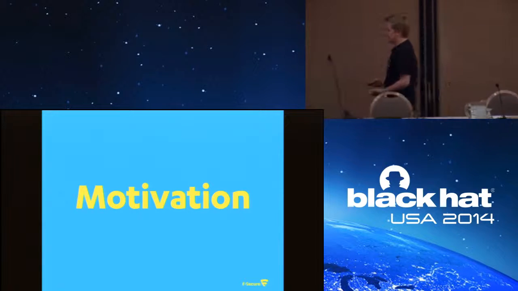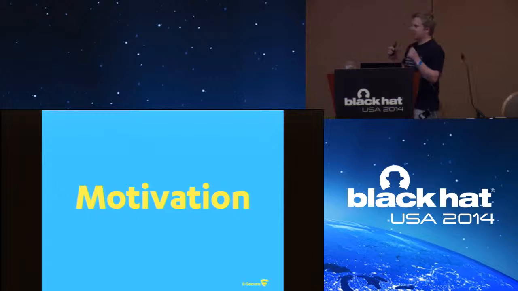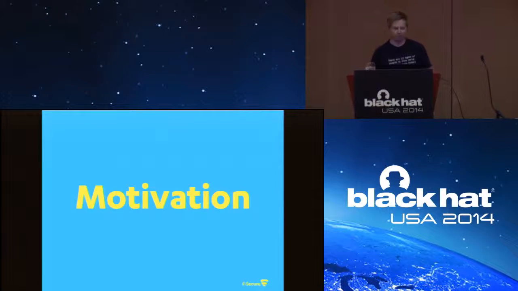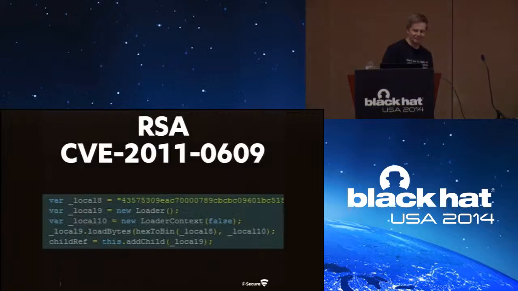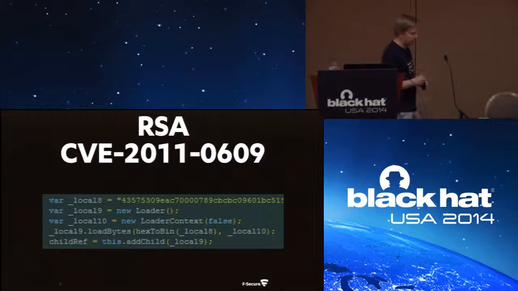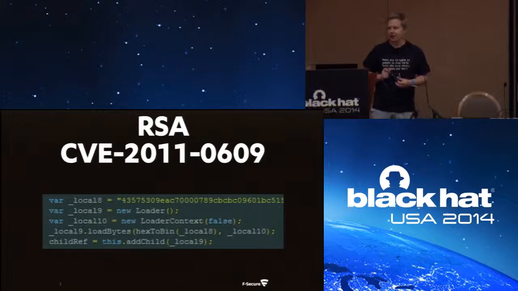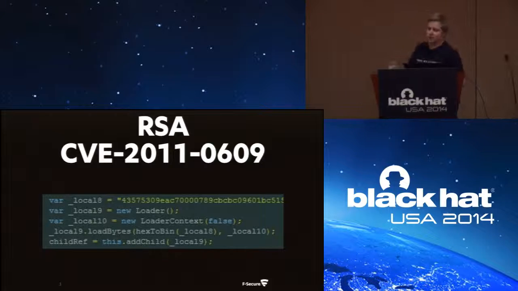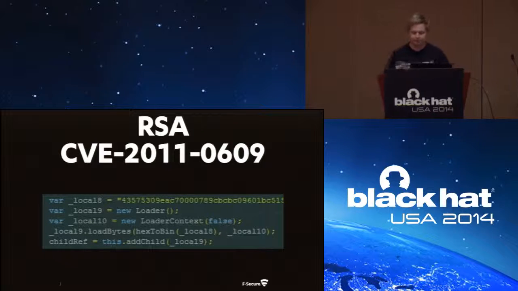Let me show you some examples. I'll start with the most basic obfuscations and encodings and encryptions, moving on to more difficult and complex ones. And the first 2 examples that I have are from APTs. Here's the first one. This is a snippet from the Flash exploit that was used in the RSA attack. This was 0-day at the time.